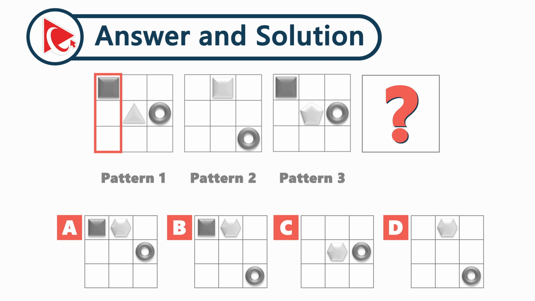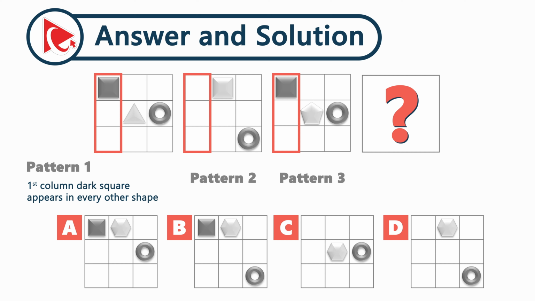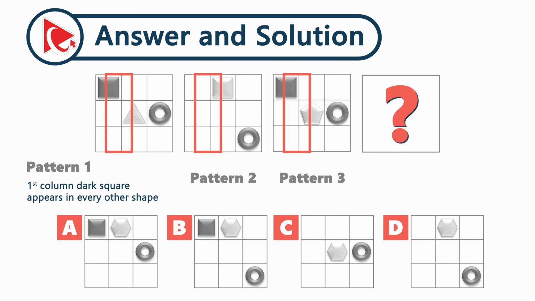In the first object, we see a square in the upper left corner. In the second matrix, we don't see anything, and in the third one, we again see the same square, which means that the pattern of the first column is that the dark square alternates and appears in every other shape. Let's switch our focus to the second column.